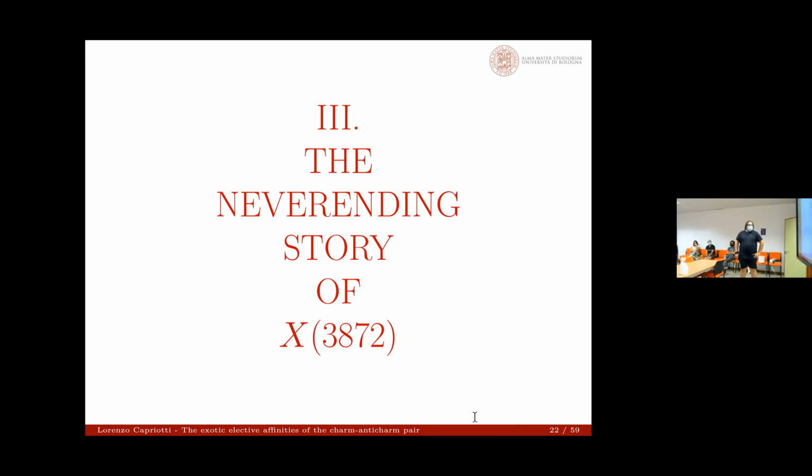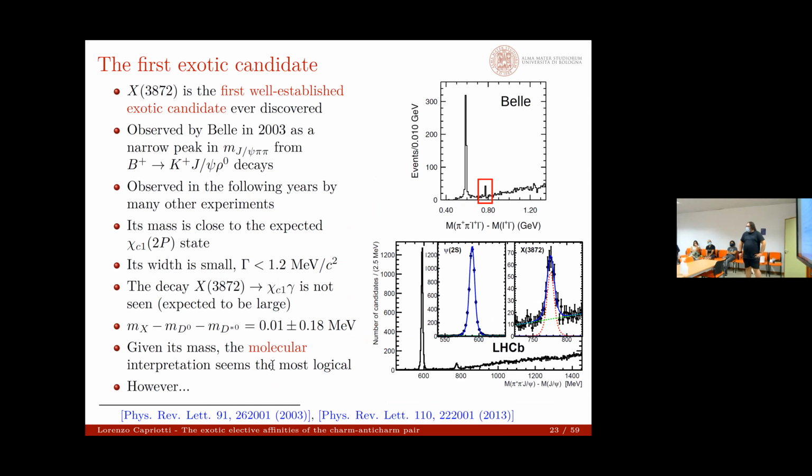So let's start with the first very important exotic candidate. That's the X(3872). That's the first well-established exotic candidate ever discovered, by the Belle experiment in 2003, which is this peak here in the red square. This is a narrow peak in the J/psi pi pi invariant mass from B to K J/psi rho decays. And this was observed in the following years by many other experiments, including LHCb.